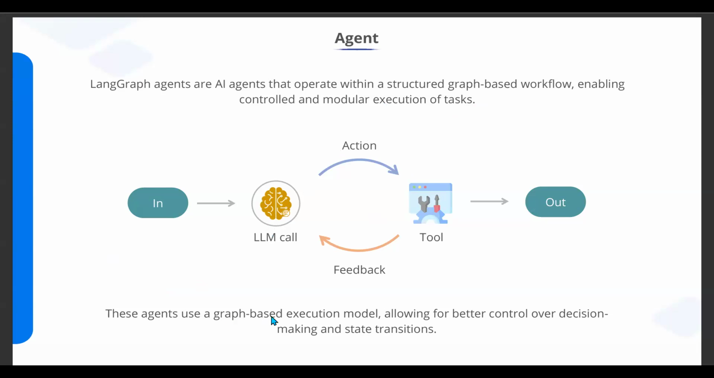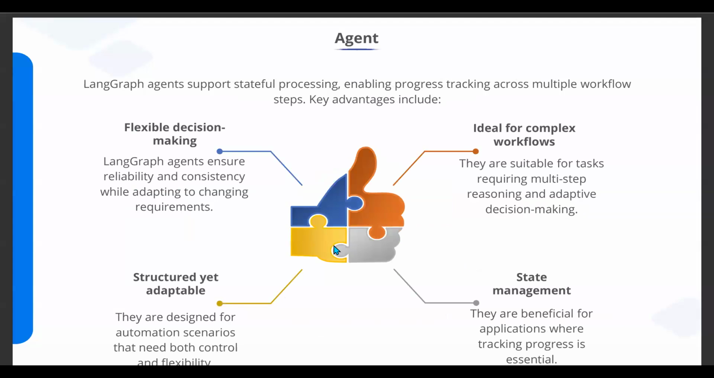These agents use a graph-based execution model, allowing for better control over decision-making and state transitions. You can see an agent helps us make flexible decisions and is ideal for complex workflows. For state management, they are beneficial for applications where tracking progress is essential, and they are structured and adaptable. They are designed for automation scenarios that need both control and flexibility.